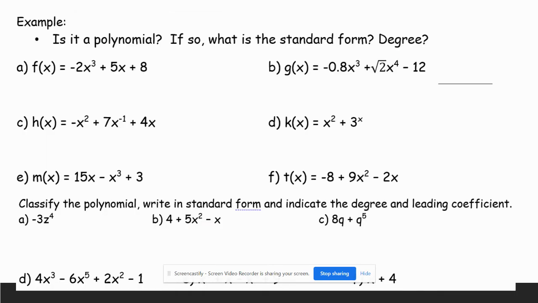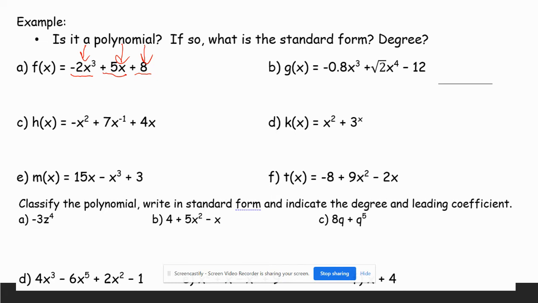All right, so let's take a look at some examples. Polynomial. Is it a polynomial or not? So we know that polynomials have to be positive whole numbers. If I look at example A, we have negative 2x to the third, 5x to the first, and 8. Each one of those pieces is a term. So this has three terms, because there's three pieces or parts that are separated by adding or subtracting.